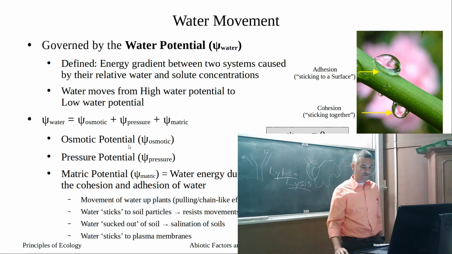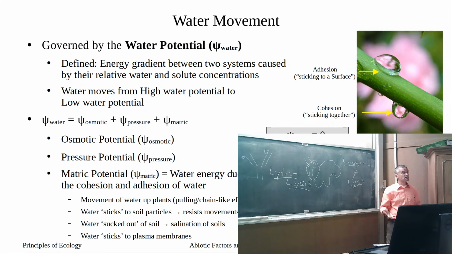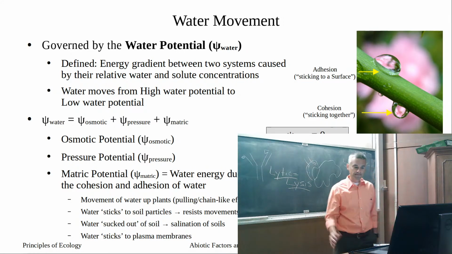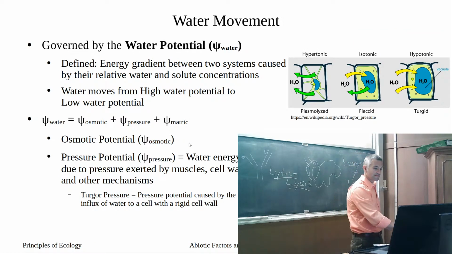Just to note, if we have a saturated soil, the matric potential is equal to 0, because the water that's going to be stuck is already stuck to the soil particles. All the rest is freely available to move. H bond. To go back to pressure potential.